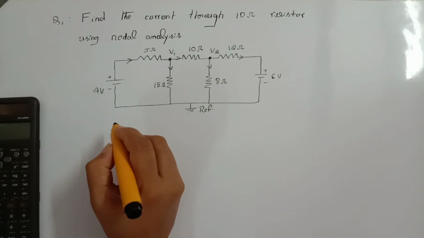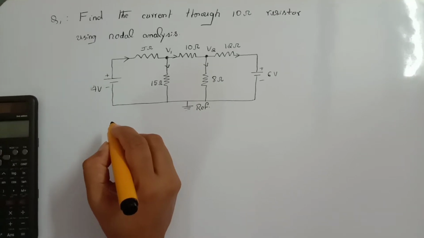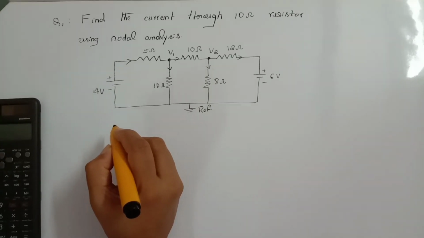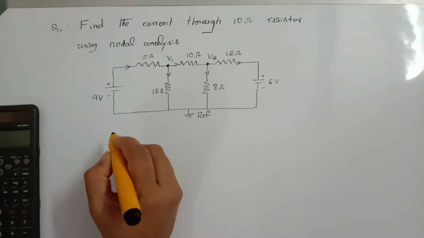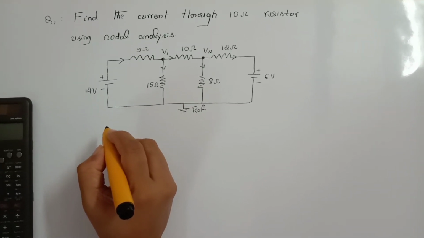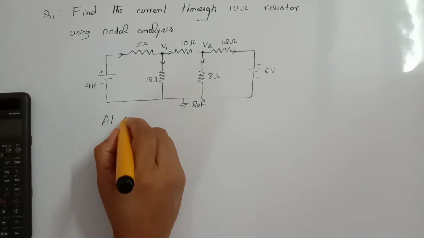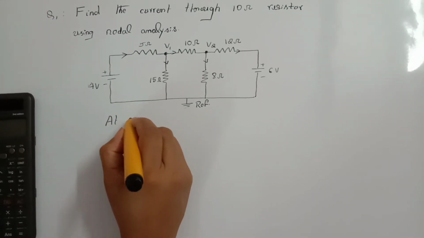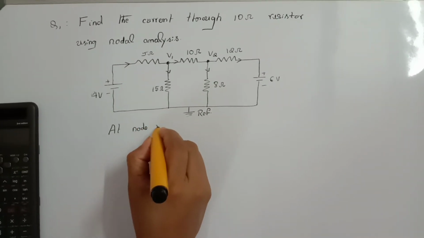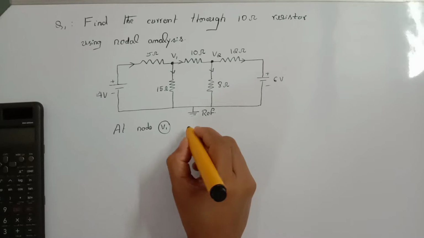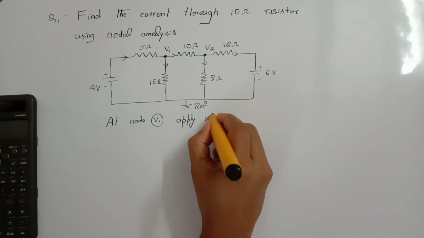Now, once current directions are marked, we will apply KCL. Nodal analysis is based on KCL, that is Kirchhoff's current law, which states that the current entering a node is equal to the current leaving the node. So, we'll begin with node V1. So, we will apply KCL.